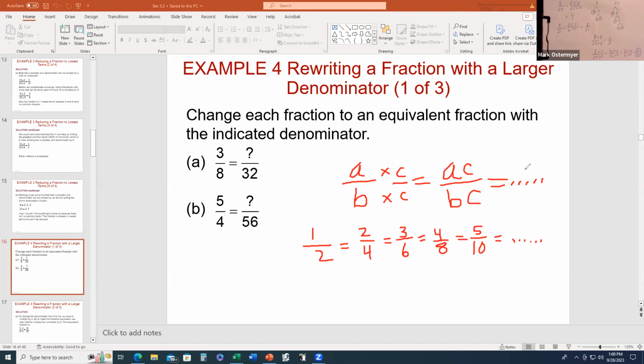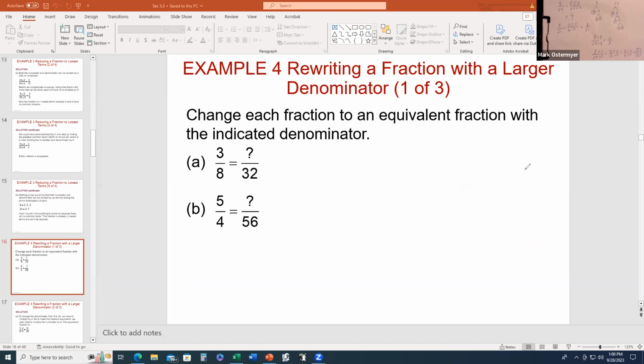Okay. And that goes for negative fractions too. All right, let's do this problem here. 3/8 would be equivalent to what fraction over 32? Well, ask yourself, what did they multiply this 8 by to build it up to 32? 4. That means you got to multiply the numerator by 4 also. So what's 3 times 4? 12. So 12 over 32 is an equivalent fraction to 3/8. They're equal to each other.